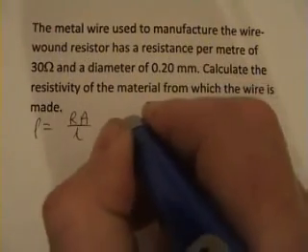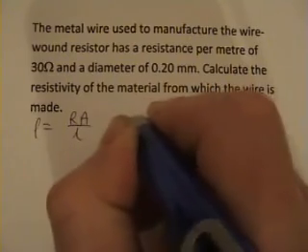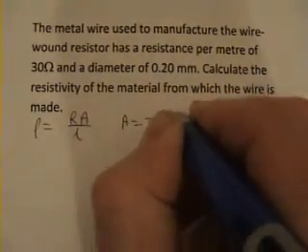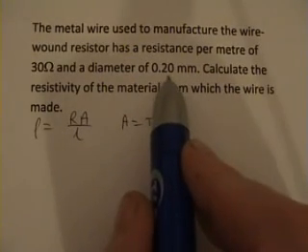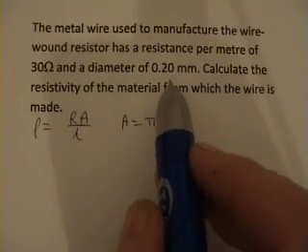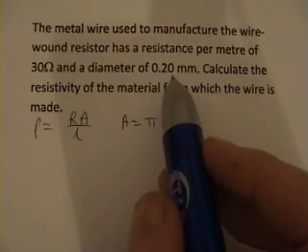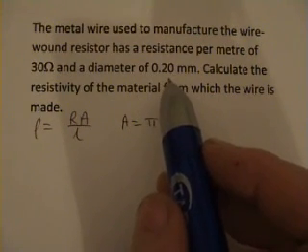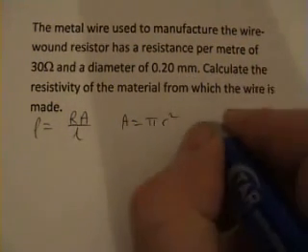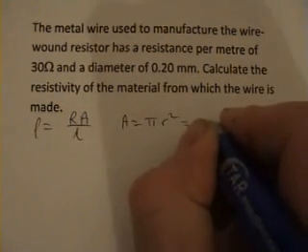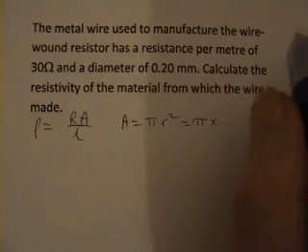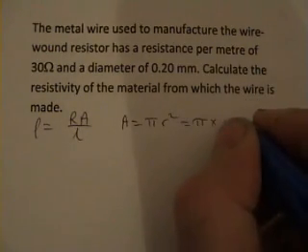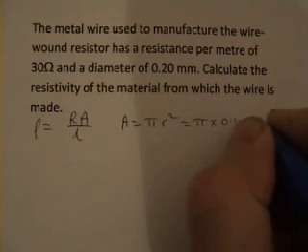So let's find A. I'm going to use pi r squared. We have to have a check. What information has it given? It hasn't given you the radius, it's given you the diameter. Which seems awkward, but it's sensible, because if you were measuring a wire, you wouldn't measure its radius, you would measure its diameter. So we've got to remember to halve that diameter. So if the diameter is 0.20 millimetres, the radius is 0.10 millimetres.